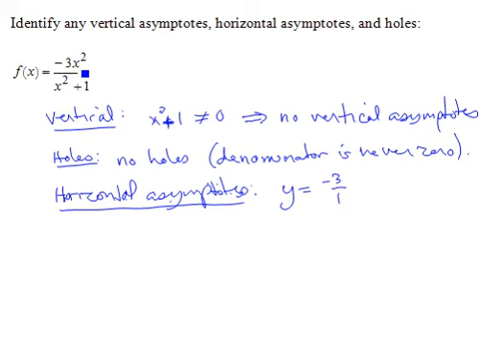the degree of the numerator is 2, the degree of the denominator is 2, then the horizontal asymptote will occur at the ratio of the highest powers of x. So let me be more specific there. If I divide the top and bottom of this by x squared, I would have negative 3 over 1 plus 1 over x squared.